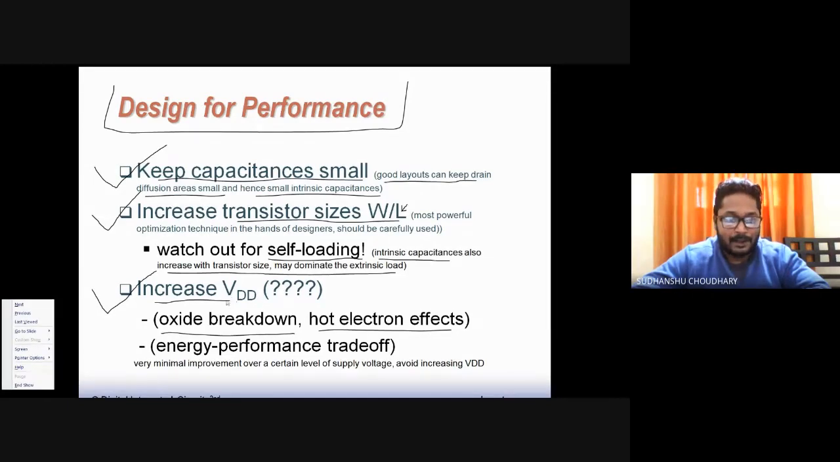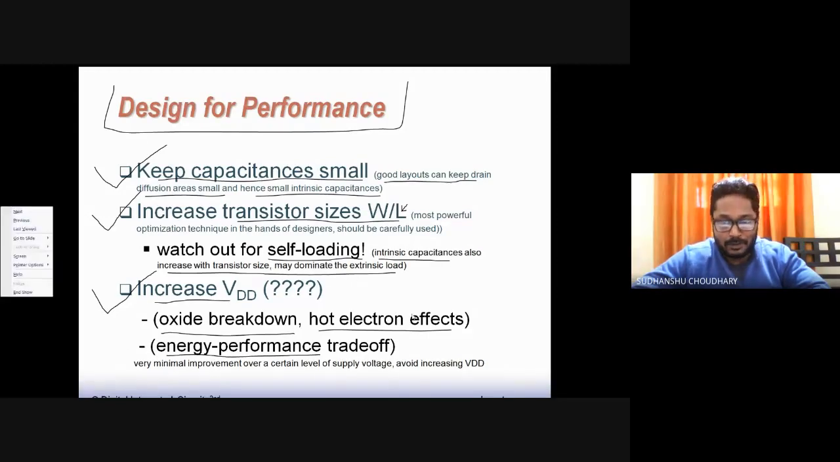And then we also understand that if you increase VDD, then power dissipation also goes up. So one has to choose VDD so as to keep the power dissipation and delay both minimum. That is, there must be a trade-off between power and speed, or what we call energy and performance. So these are some of the rules which one can follow while designing digital integrated circuits.